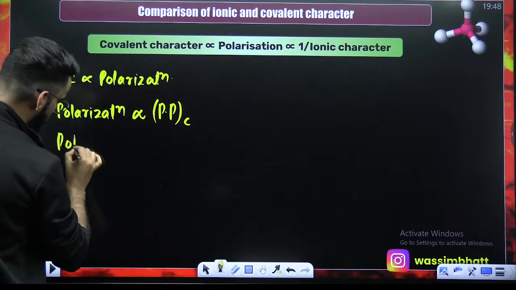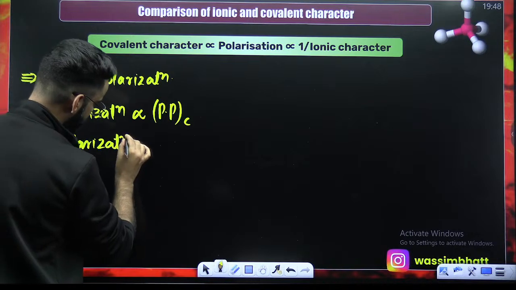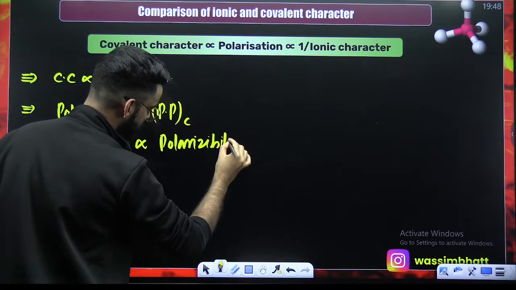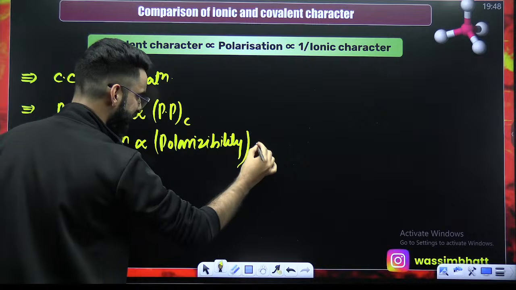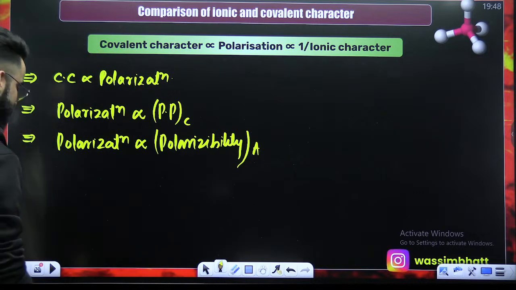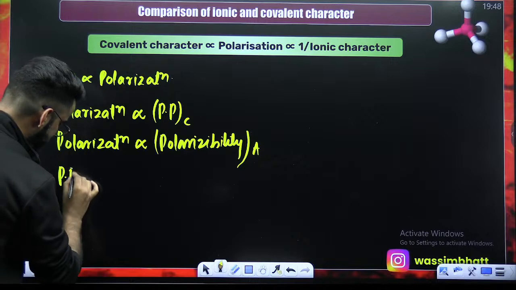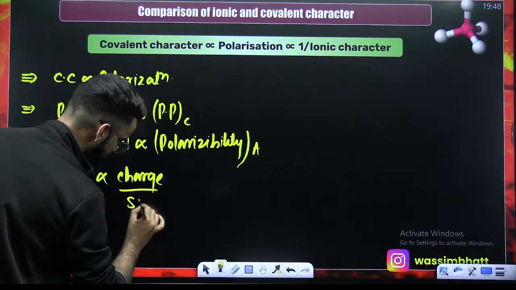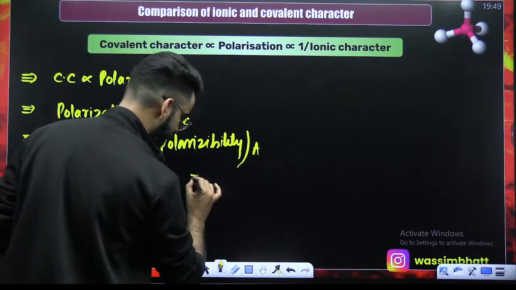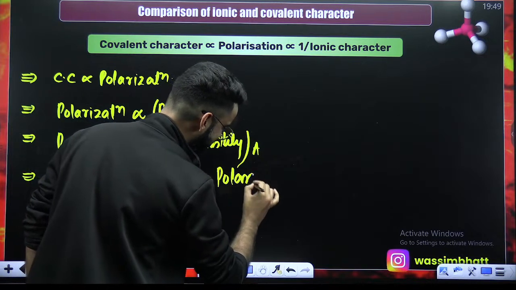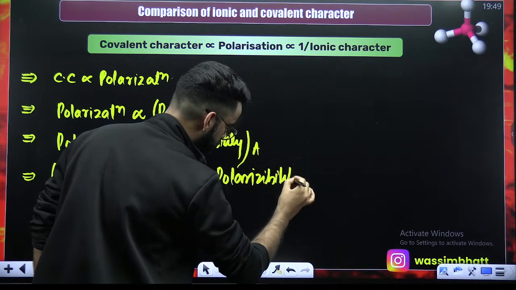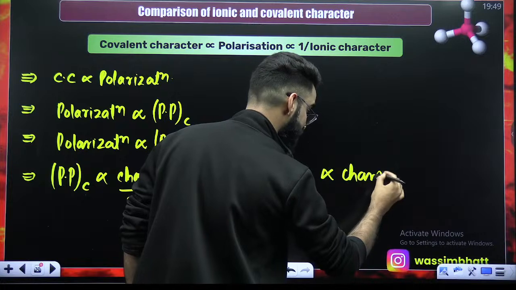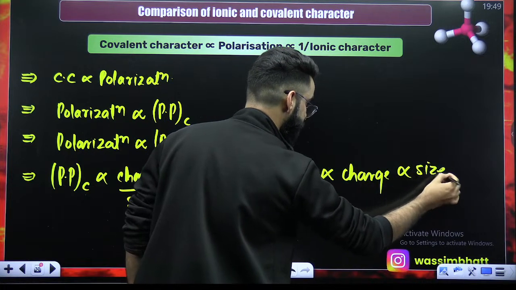Again, polarization is directly proportional to polarizability of an ion. Right? Perfect. At the same time, polarizing power of cation is directly proportional to charge on cation and inversely proportional to size of cation. Simple. Polarizability of an anion is directly proportional to charge on anion, directly proportional to size of anion.